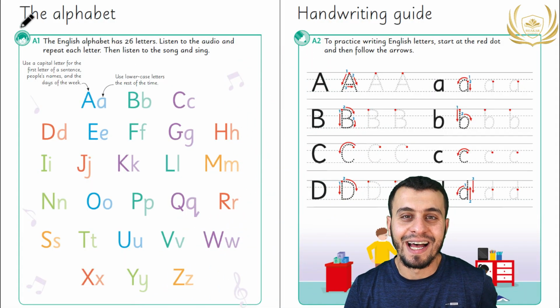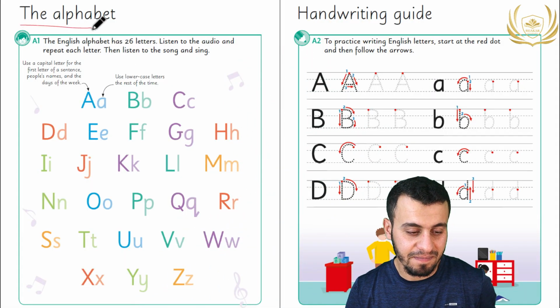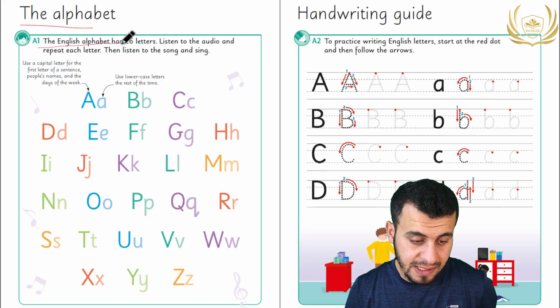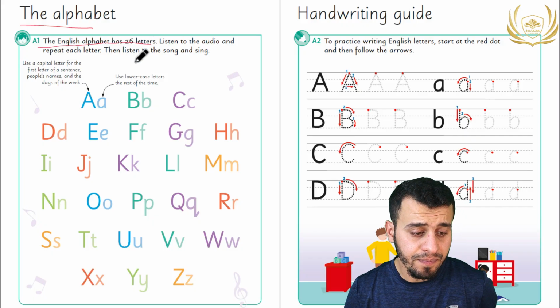Okay, the alphabet. The English alphabet has 26 letters.